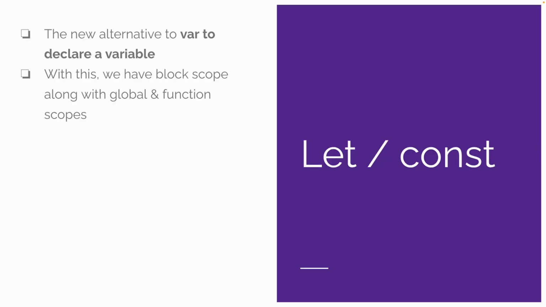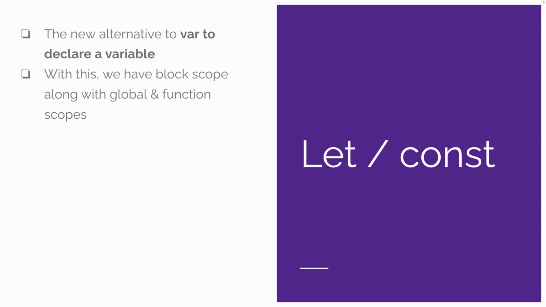Jumping into the list of functionalities that ES6 has to offer, let's start with let and const. Let and const are alternatives to var. We used to declare a variable using var, but instead of var, we could replace them with either let or const. Both of them bring something called a block scope.